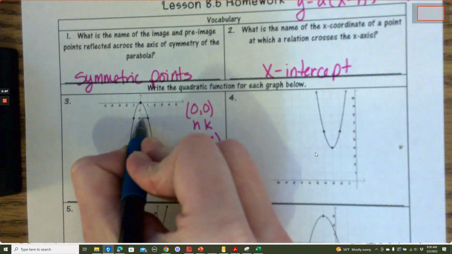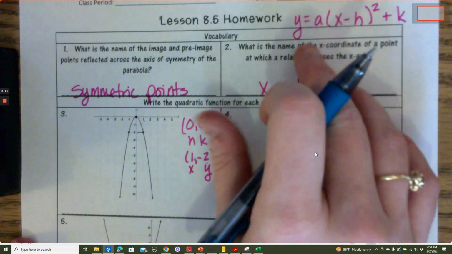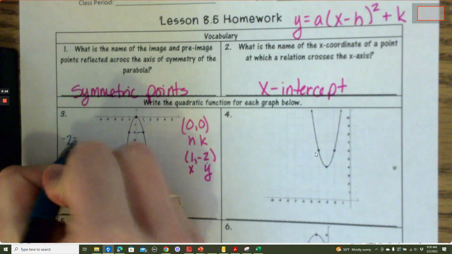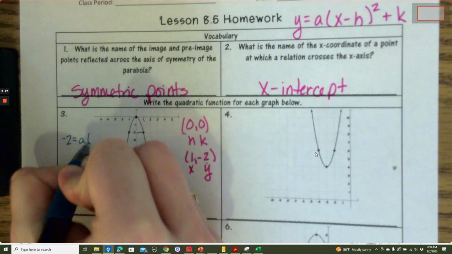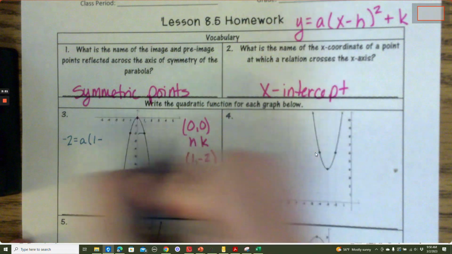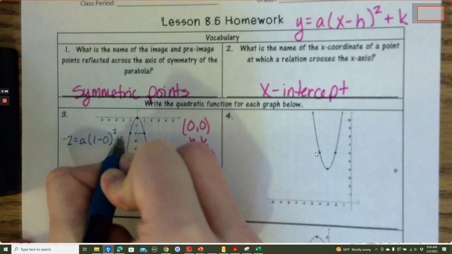Okay, so this point here, so remember the x, whatever the x is, that number always goes first. Whatever the y is, that number goes second. So I can plug them into this. So the y is -2. We're looking for the a. X is a 1. H is a 0 squared, and then k is a 0.